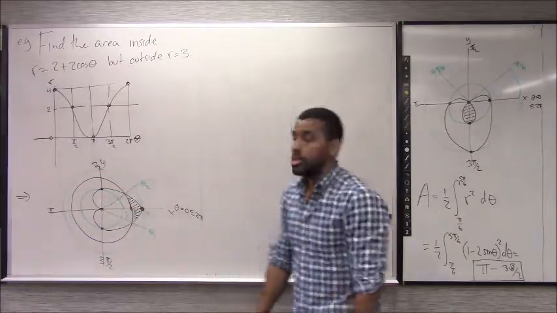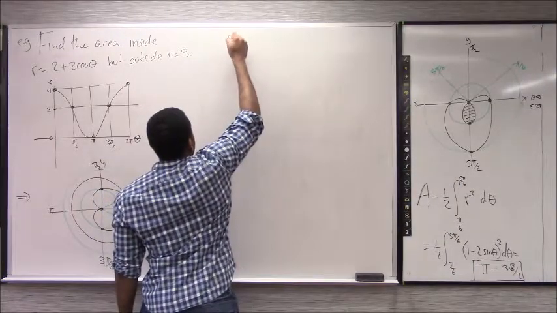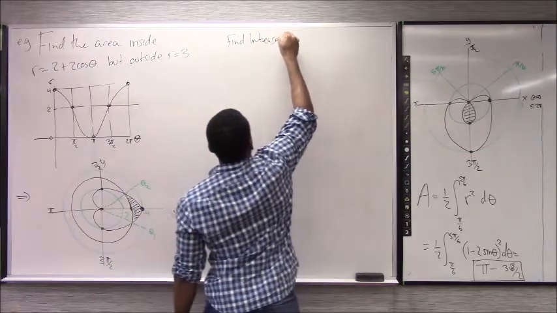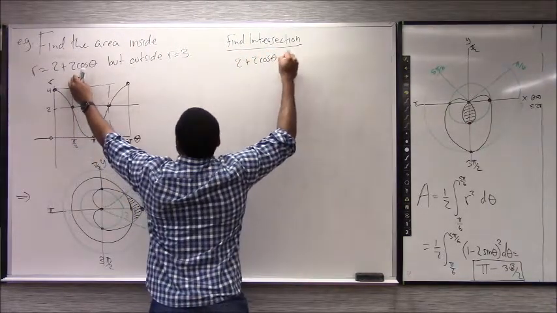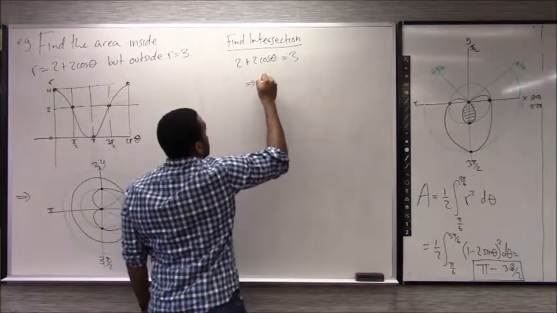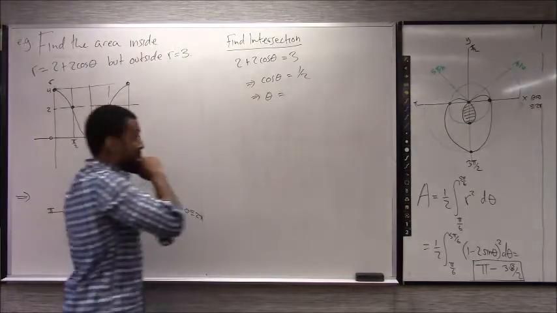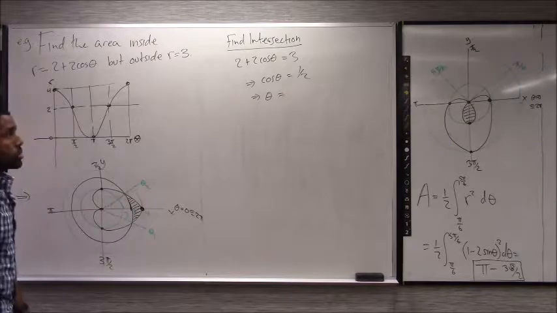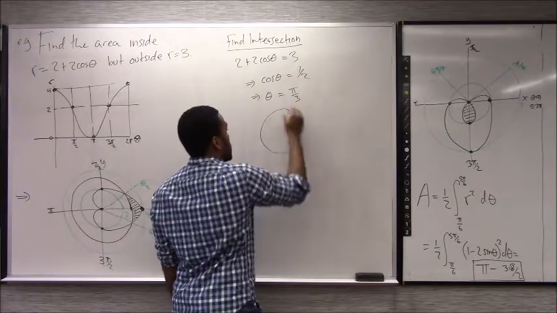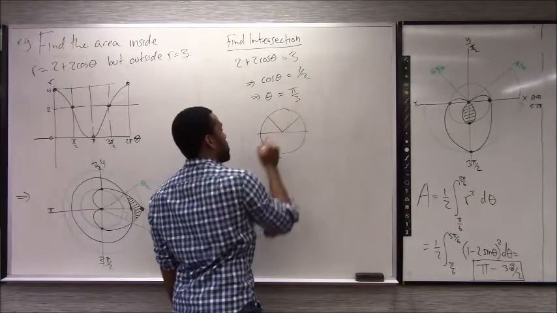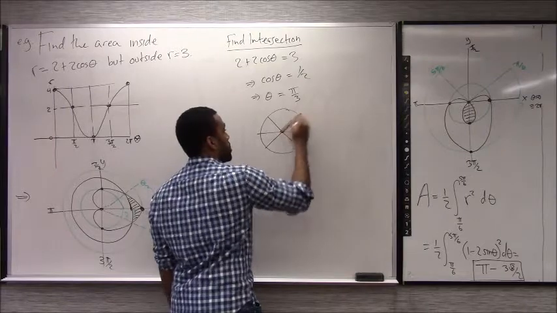Just set them equal. That's where they intersect. Find intersection. So this means 2 plus 2 cosine theta equals 3, which means your cosine theta equals 1/2. Which means, in the first quadrant, what's the solution? Pi over 3. Right? Pi over 3 means I cut pi into 3 pieces, which means I cut the bottom half into 3 pieces as well. I want this angle, and I want that angle.